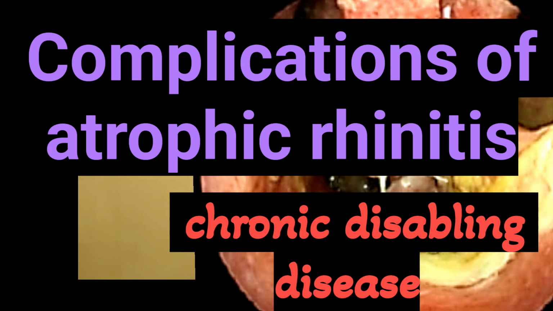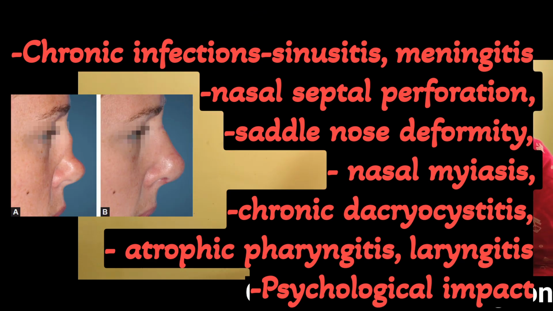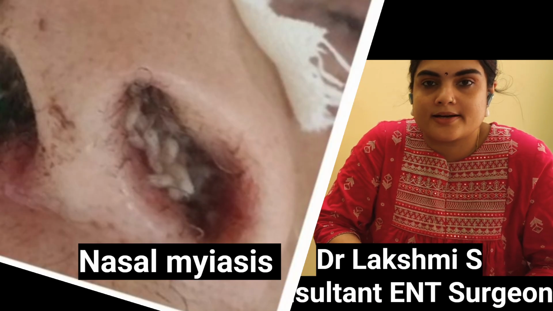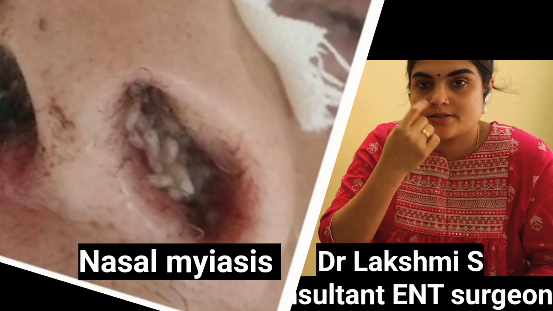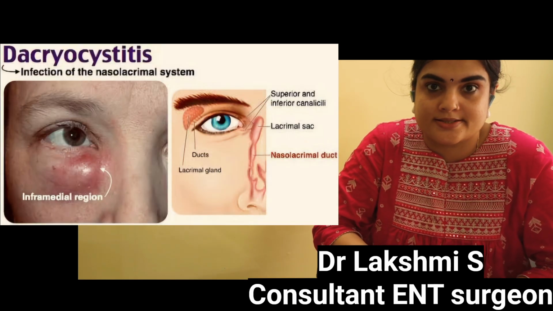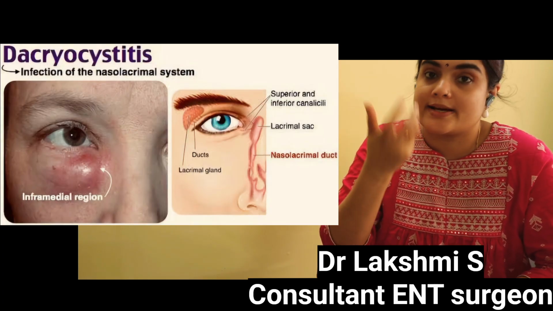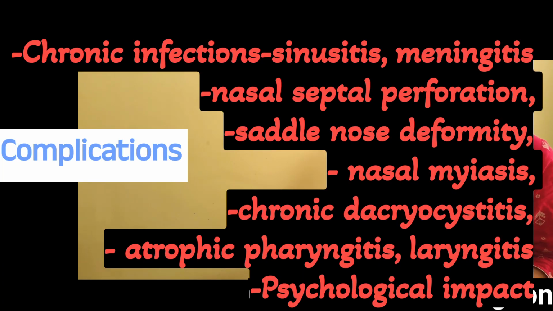The patient, if untreated, can develop septal perforation, saddle nose deformity, nasal myiasis, especially in neglected cases and debilitated conditions. The Chrysomia species will lay eggs, and the patient will develop nasal myiasis and chronic dacryocystitis. Because the nasal cavity is fully crusted and infected, the lacrimal duct will get blocked, and also atrophic pharyngitis. These are all the complications of atrophic rhinitis.